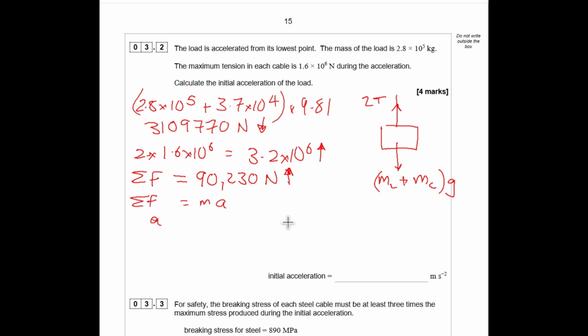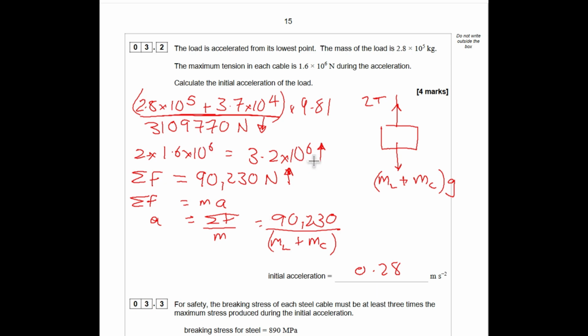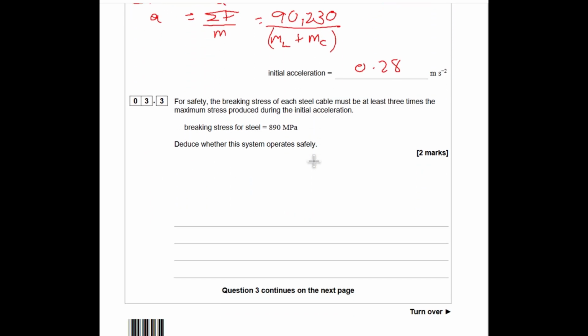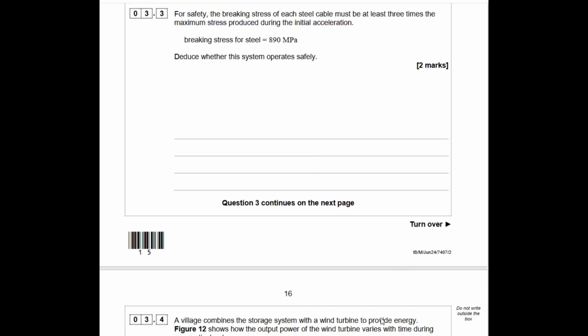Now the resultant force equals MA, and then A is the resultant force over M, so it's 90,230 over the mass of the load plus the mass of the cables, because that's what's getting accelerated. So when I put all of that in, that gives me 0.28. So that's how you do that one. Let's move on to the next question.